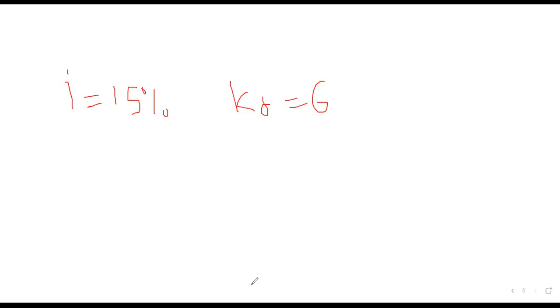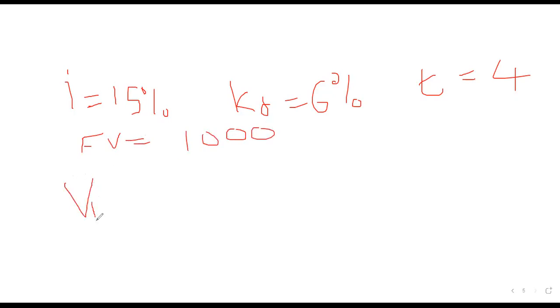Our market rate is 6%, then we have our time, which is 4 years. Then we also have our maturity value, or the face value, which is 1,000. Can somebody lead us through what is the formula for the bond? Value of the bond is equal to what?